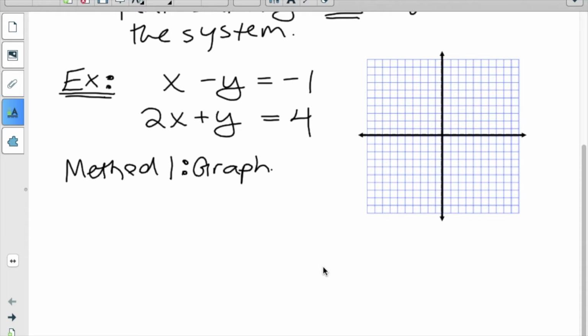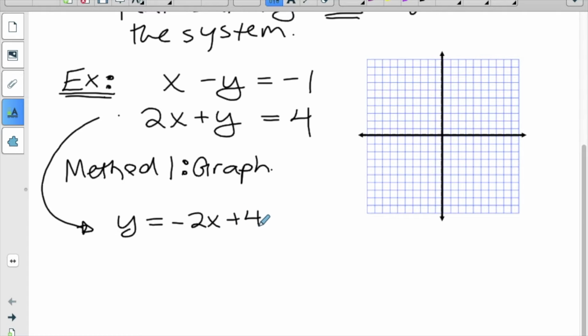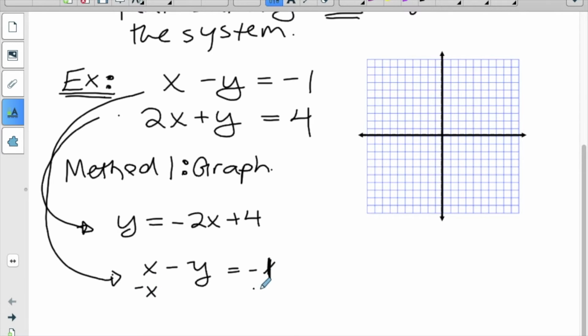Okay, so to graph in slope-intercept form, we have to isolate y. If I'm looking at this guy and I want to isolate y, that one's pretty straightforward. I just got to subtract 2x from both sides. So I'm going to get y equals negative 2x plus 4. Okay, and if I want to do this one, x minus y equals negative 1, well, I could subtract x from both sides, and I'm going to get negative y equals negative x minus 1.